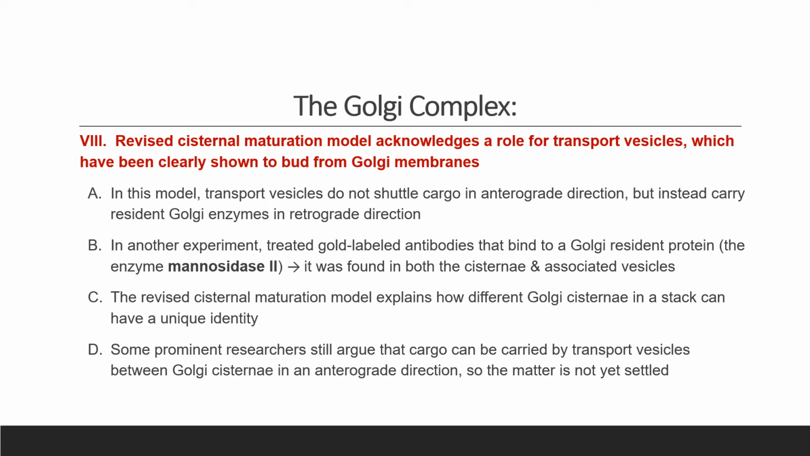So the revised cisternal maturation model explains how different Golgi cisternae in a stack can have a unique identity, and some prominent researchers still argue that cargo can be carried by transport vesicles between Golgi cisternae in an anterograde direction, so the matter is not yet settled. However, the model that is more acceptable is the maturation model. Okay? Cisternal maturation model.